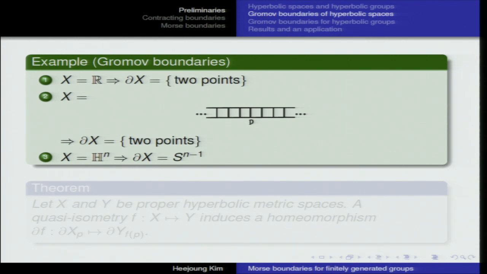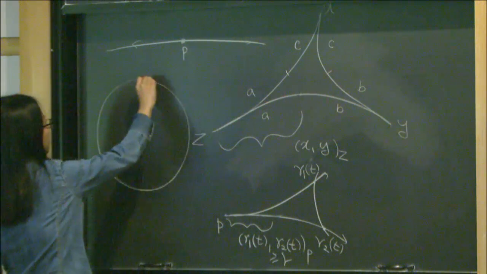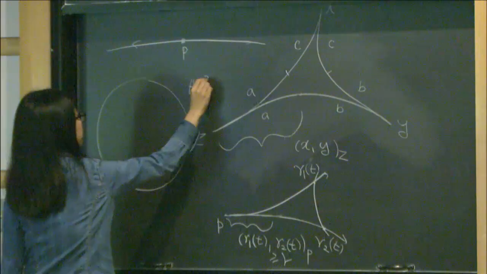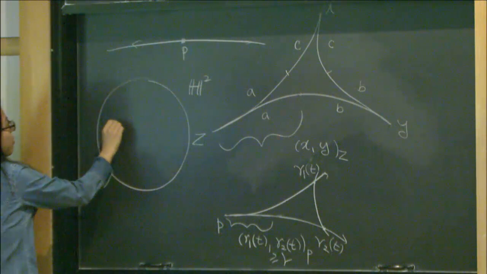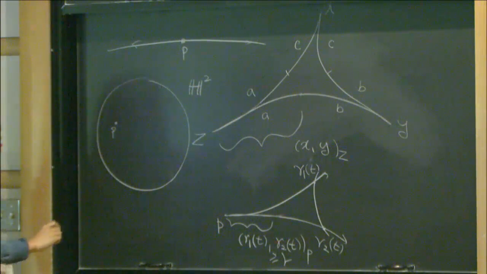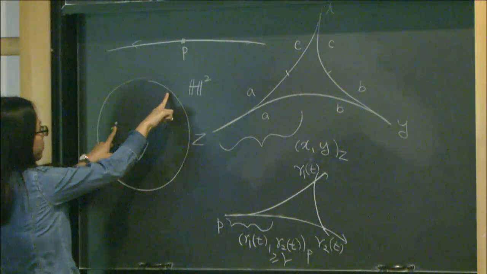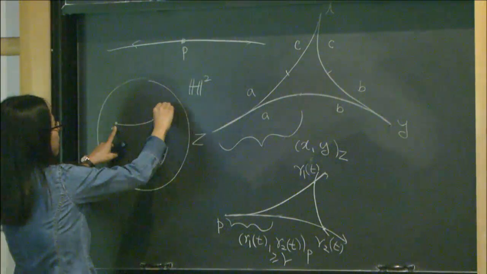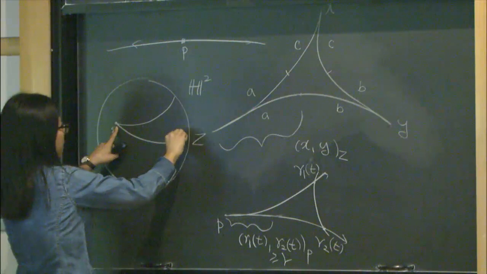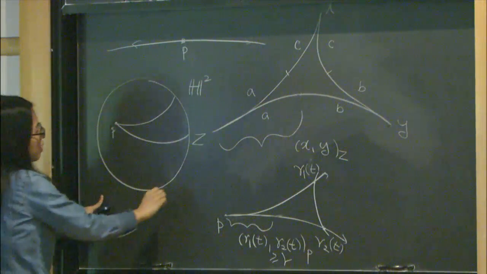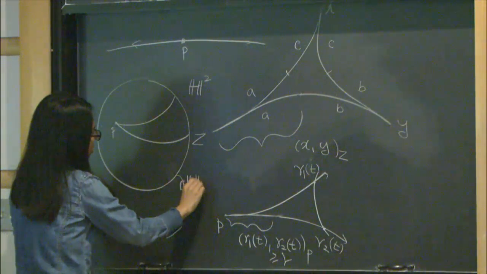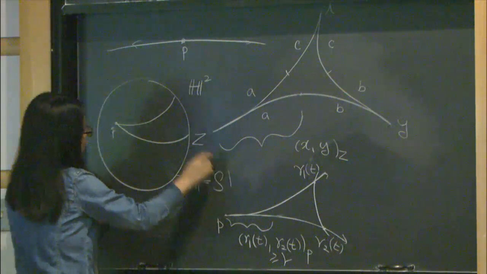And the third example, let X be a hyperbolic space with dimension n. Then the Gromov boundary is S^(n-1). So think about n is 2. And if you are familiar with the disk model, pick your base point, then from here to any point on the boundary, there is a unique geodesic ray. So the boundary of H2 is just this circle.